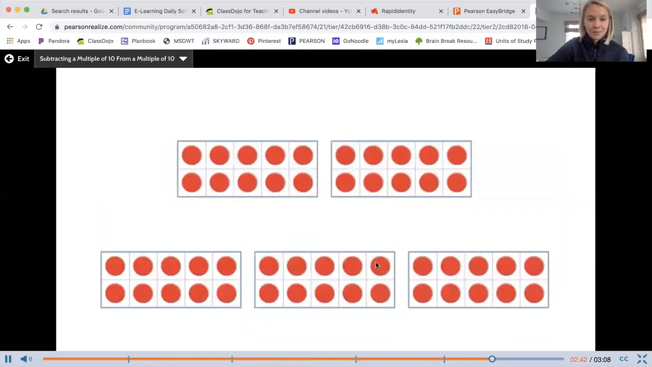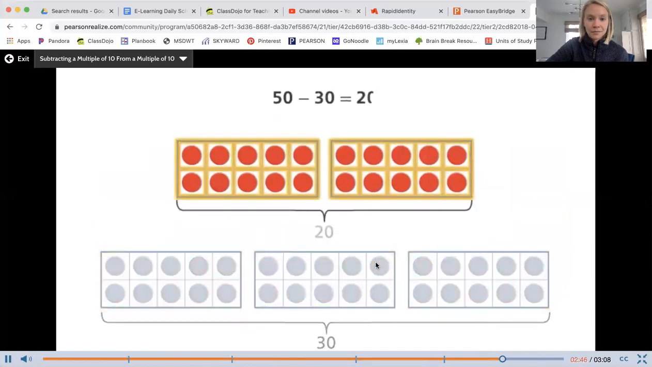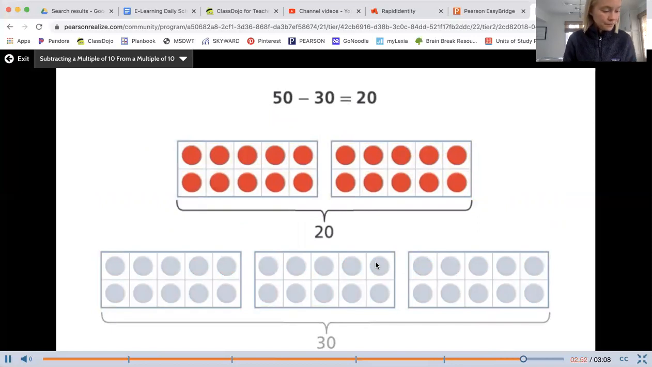Seth knew that 3 10 frames is 30 dots. 50 minus 30 is 20. There are different ways to think about subtracting tens. You can subtract 10 each time a 10 frame is removed, or you can subtract all of the dots at once. 50 minus 10 minus 10 minus 10 equals 20.